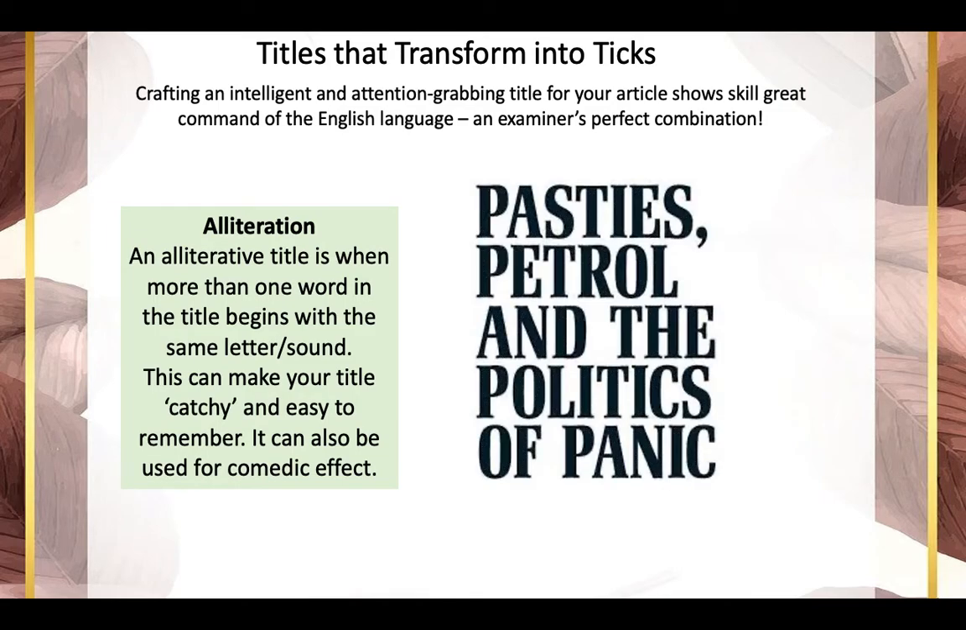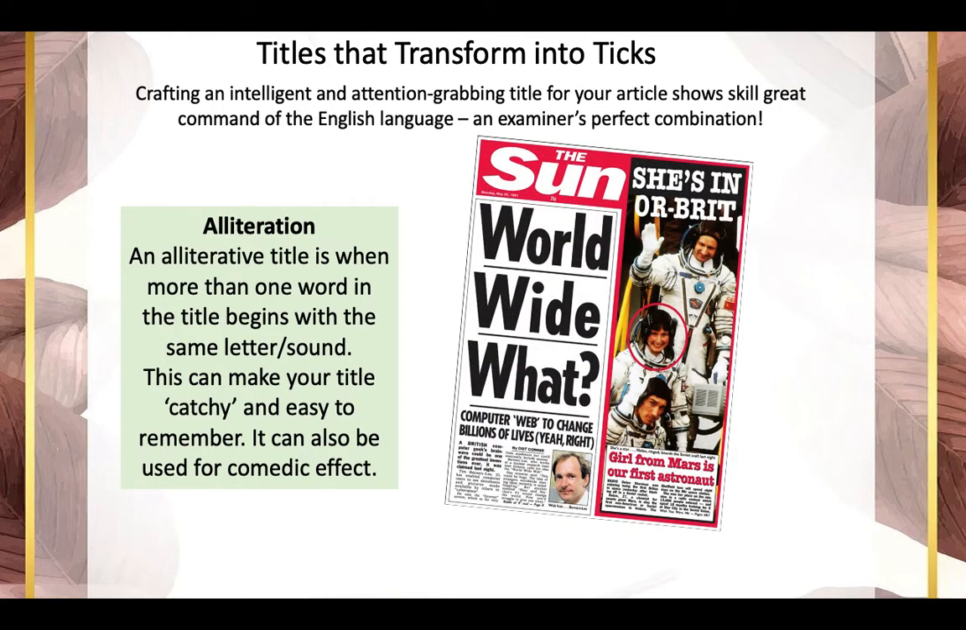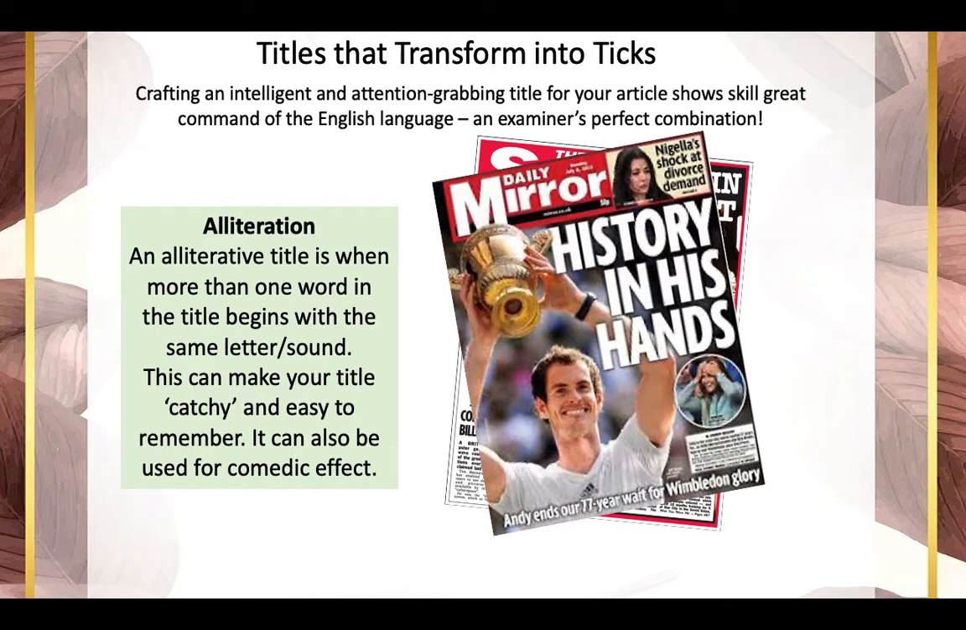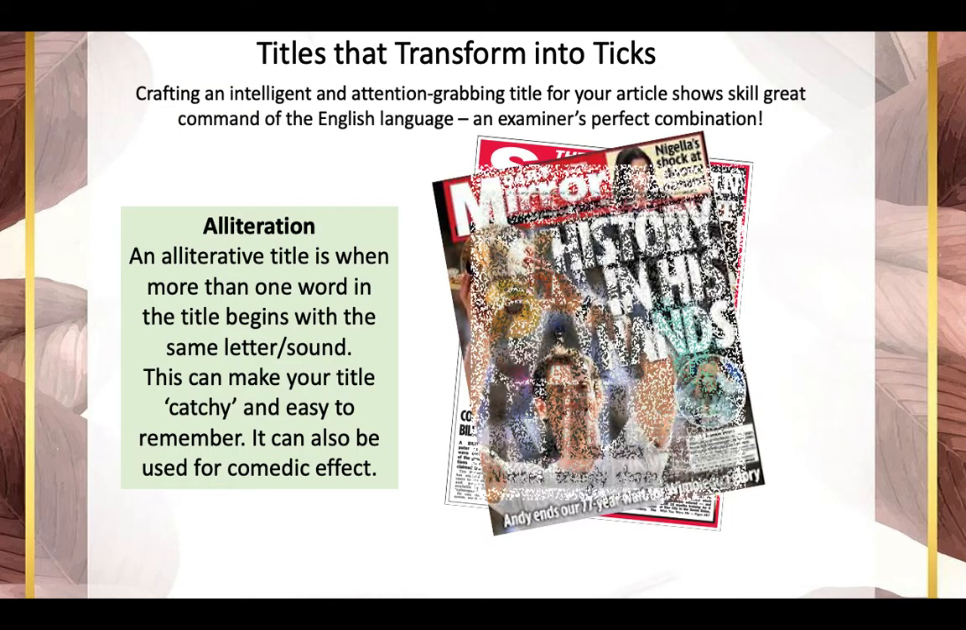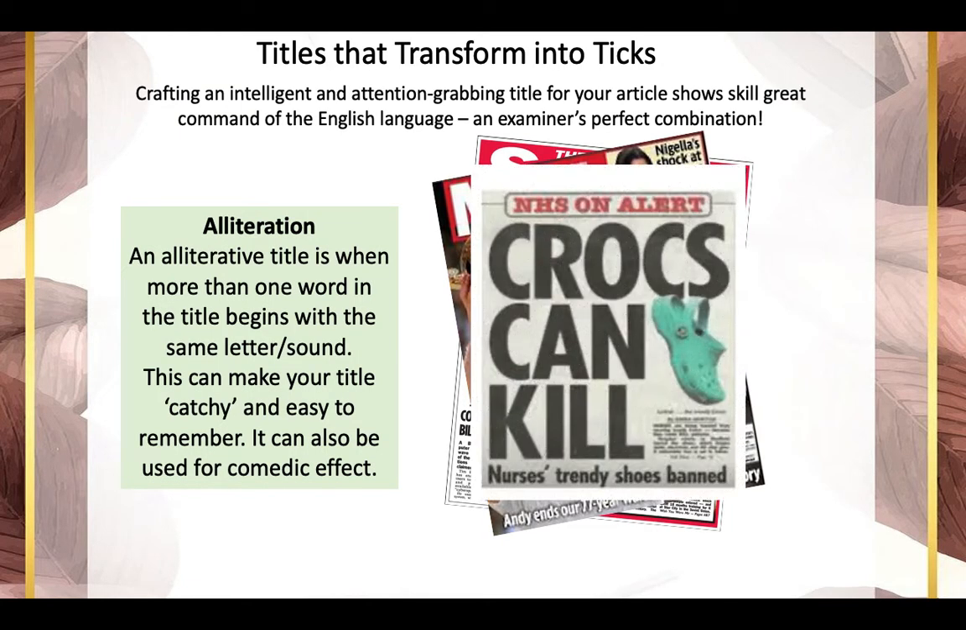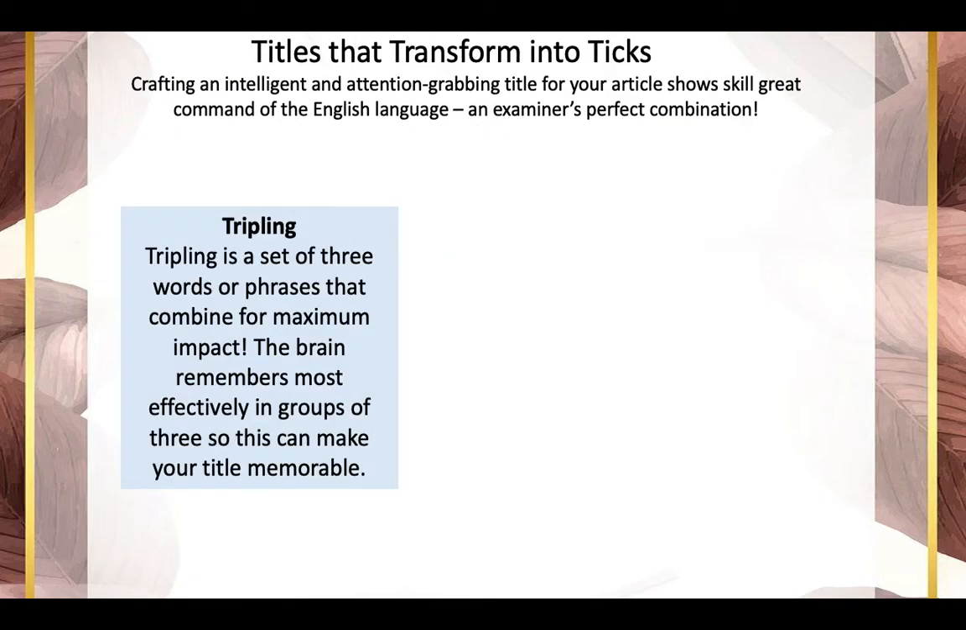Pasties, petrol, and the politics of panic. Nice plosive alliteration there. Worldwide what? Obviously a pun on the World Wide Web. History in his hands. And then Crocs can kill. Here's our example of alliteration where they don't begin with the same letter, but in this instance a C and a K form the same cut sound, so that is still alliterative.